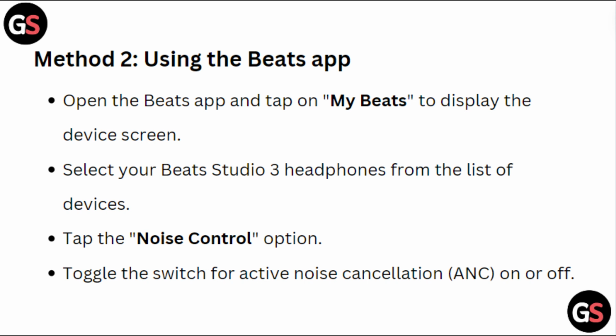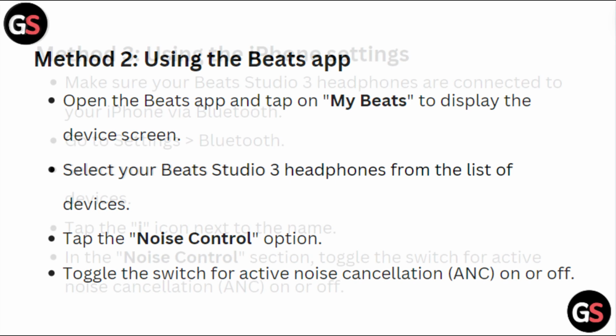Method 2. Using the Beats app. Open the Beats app and tap on My Beats to display the device screen. Select your Beats Studio 3 headphones from the list of devices. Tap on the noise control option. Toggle the switch for active noise cancellation on or off.